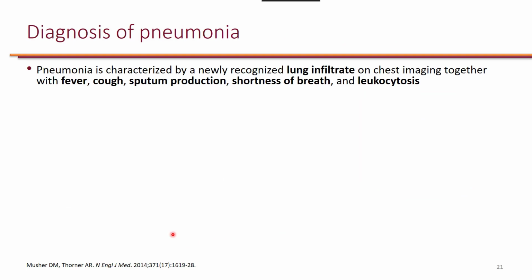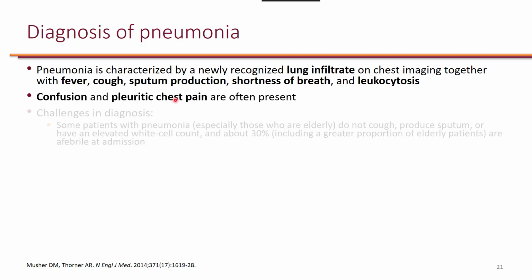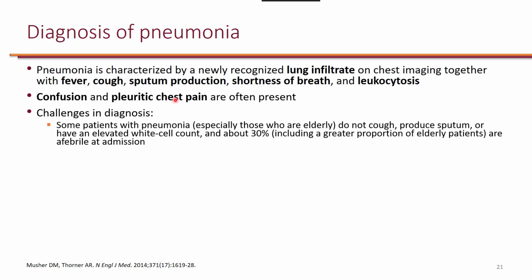Now, pneumonia in general is characterized by a newly recognized lung infiltrate on chest radiograph together with clinical symptoms. So the common symptoms will be fever, cough, sputum production, shortness of breath, and leukocytosis. Now, some patients can also have confusion and pleuritic chest pain. Now, there are some challenges in diagnosing pneumonia. For example, some patients, especially elderly patients, may not cough or produce sputum, or they may not have elevated white blood cell count. And some patients may not have a fever.